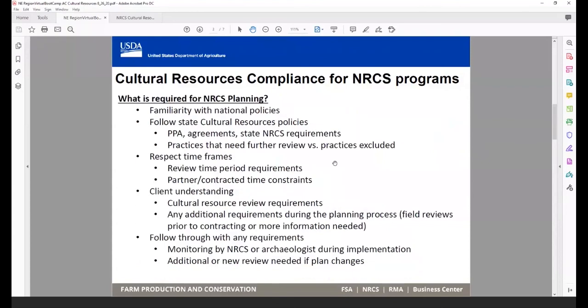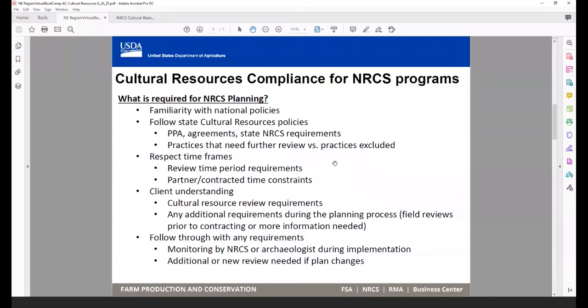All right, so next, just a few items of what's required for NRCS planning. As I listed before, familiarity with national policies, and then also follow any of the state cultural resources policies. So states should have a PPA, or programmatic agreement, any other agreements that they may have in place, and your state NRCS requirements. And these should also cover any practices that need further review or practices that are excluded. So these are essentially considered ground disturbing practices, potentially ground disturbing practices, or non-ground disturbing practices.